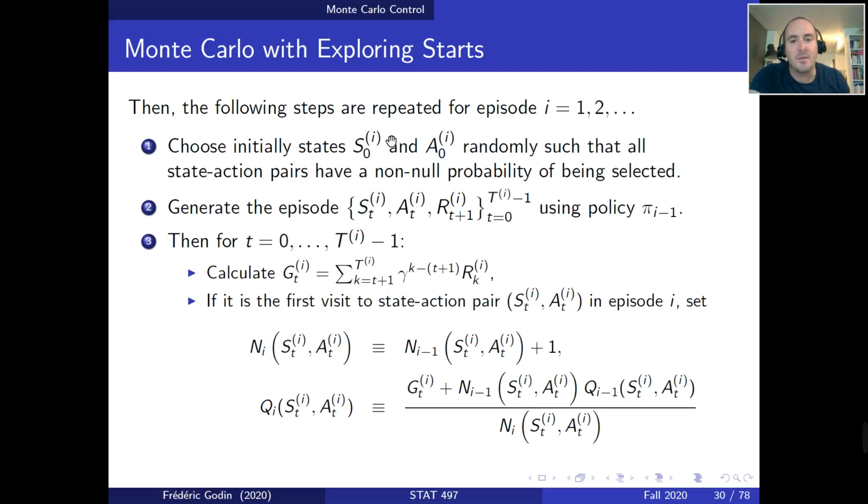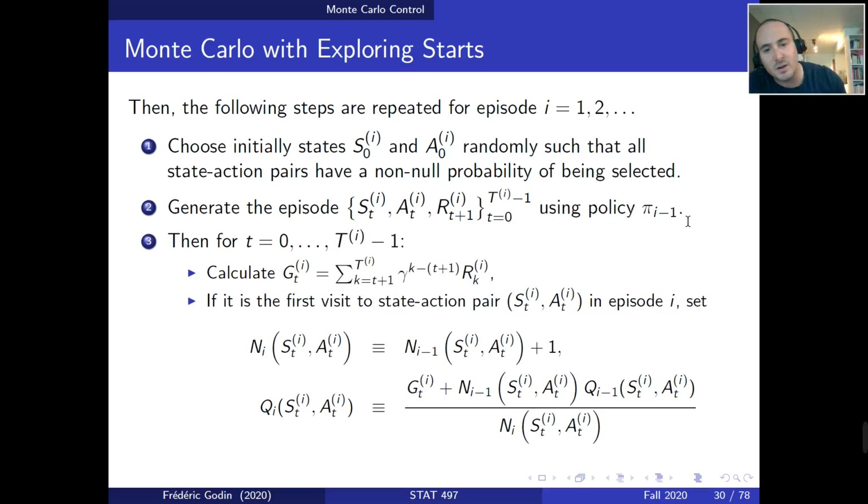Starting from the initial state action pair, you can generate the whole episode of the Markov decision process. You start in that state action pair, then you get a reward, get to the next state, select an action in the next state, get a reward, etc., until the termination of the episode. The actions here are selected using your current estimate of the optimal policy, which is pi_{i-1}. So every time you generate an episode i, you use the current policy estimate pi_{i-1}.